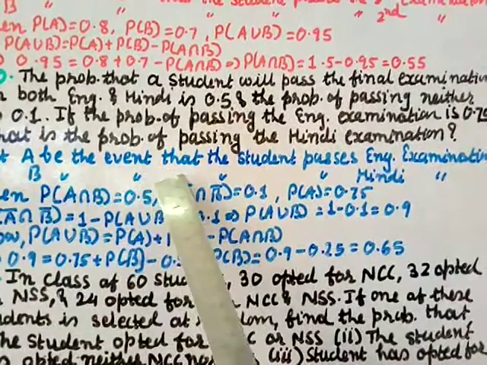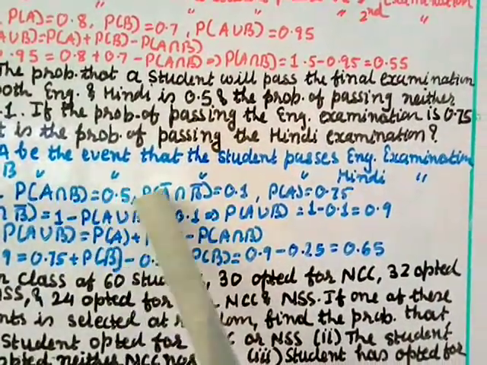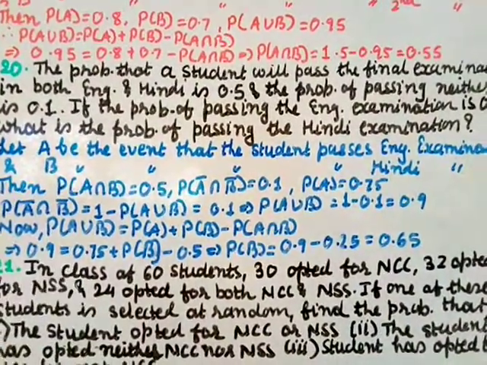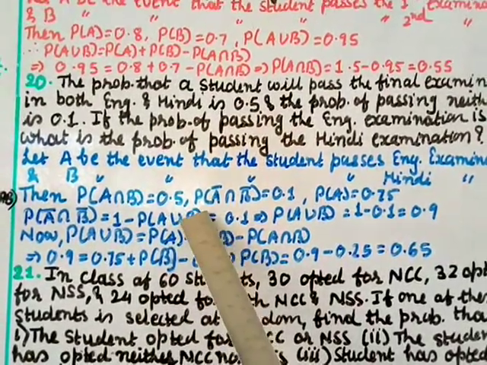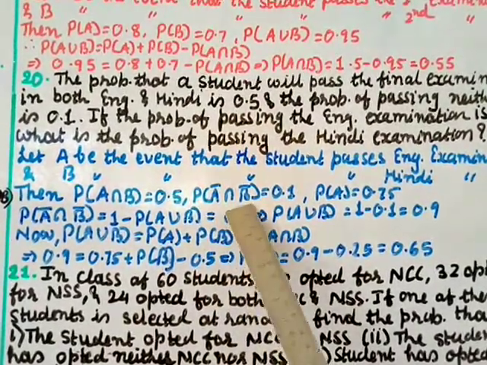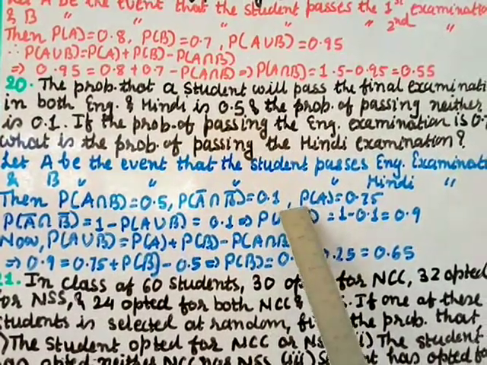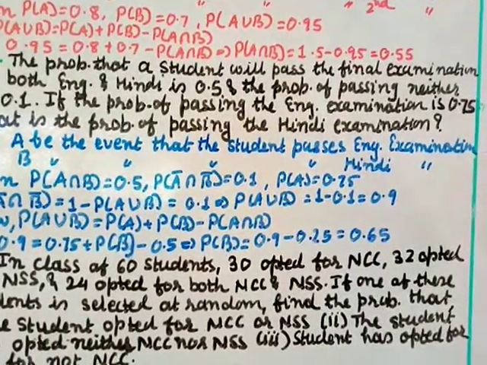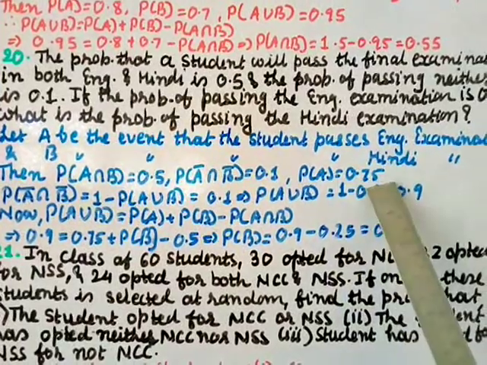Let A be the event that the student passes the English examination and B be the event that the student passes the Hindi examination. Then from the given data, P of A intersection B is 0.5, and P of not A intersection not B is 0.1. Also we are given probability of A is equal to 0.75, the probability of passing the English examination, given in the question.